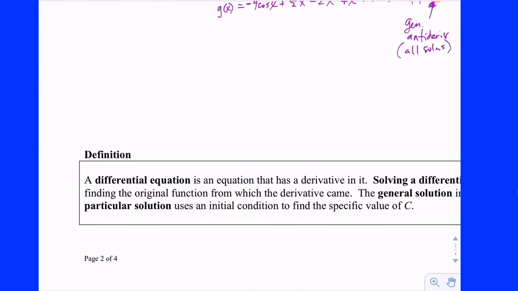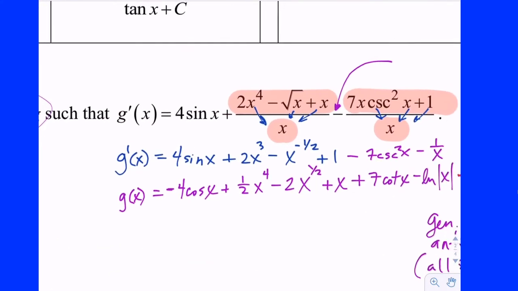All right, so definition here. We got about 5 minutes. We know what an antiderivative is, right? The process of finding an antiderivative is called anti-differentiation. Here's another definition. A differential equation is an equation, surprise, surprise, that has a derivative in it. Okay? So, is this a differential equation?